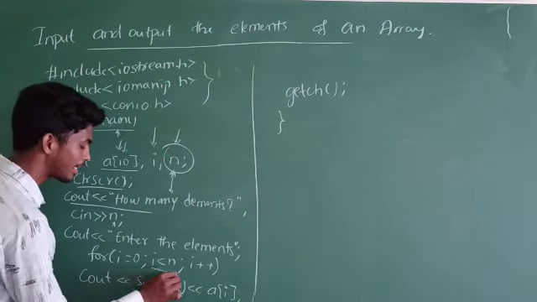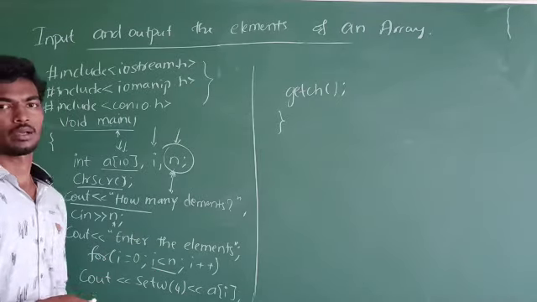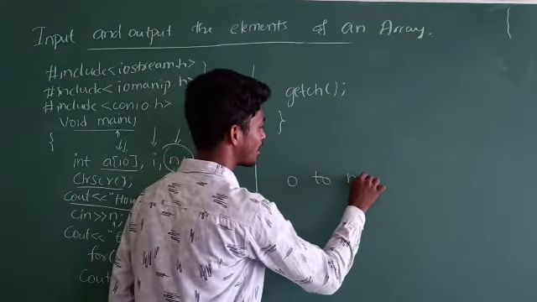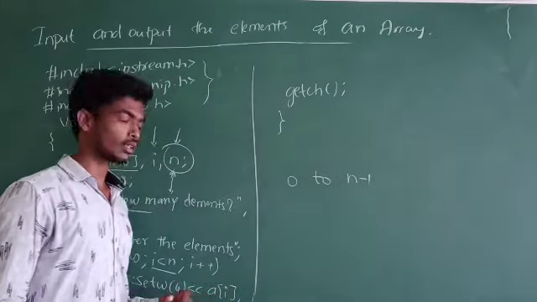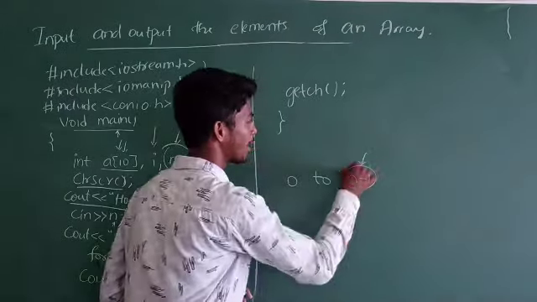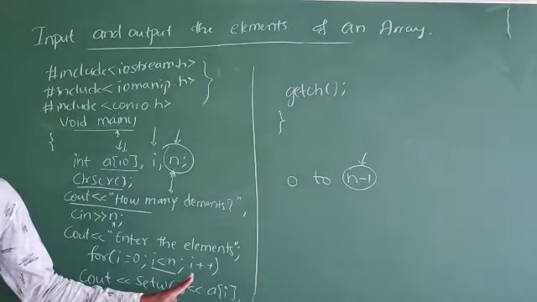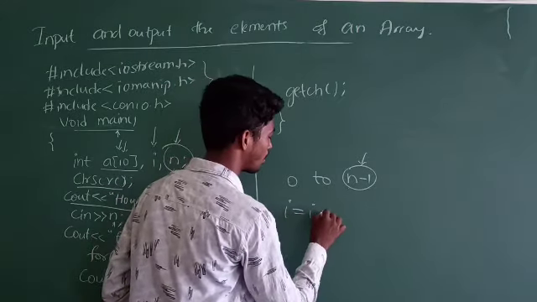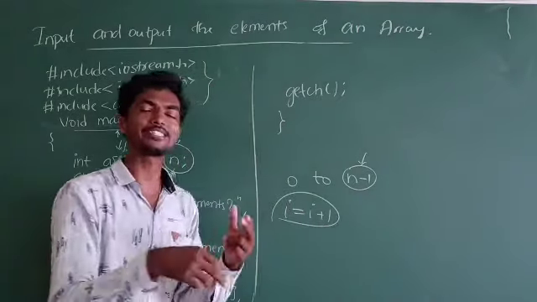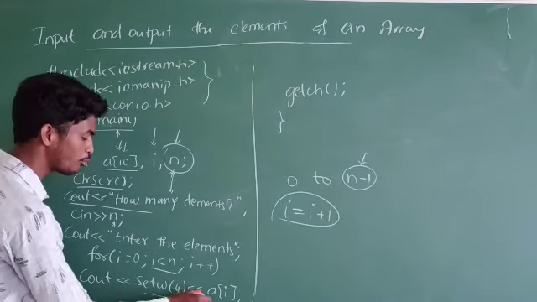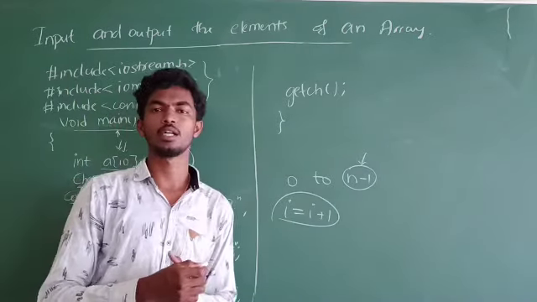I have taken n, i is less than n, because it will start from 0 and end at n minus 1. So i less than n means it will stop at n minus 1. i plus plus means i is equal to i plus 1, so 1 is incremented in each loop iteration. See, setw for a[i].